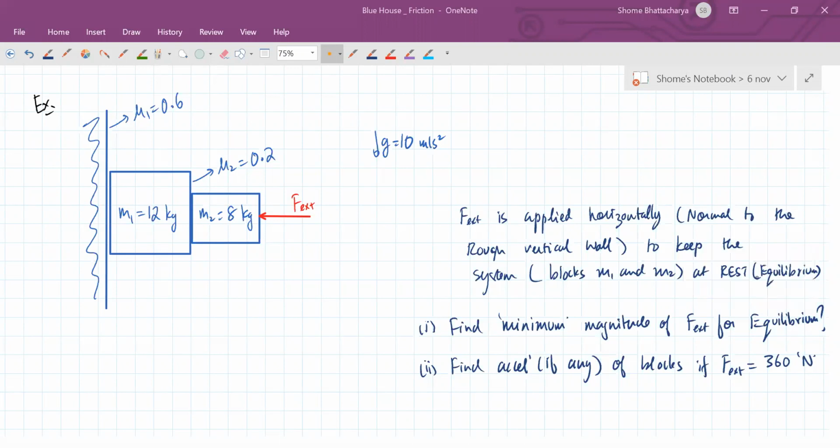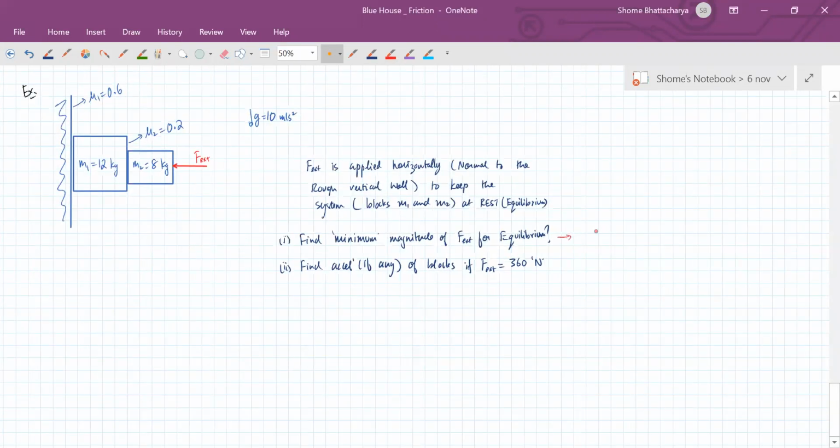Let me put up the correct answers first of all. So this one you should be getting F external greater than or equal to 400 newtons for equilibrium of both blocks. And this one you will therefore get that equilibrium is not there. So in this case you will see that the block M2 will have an acceleration of A2 equal to 1 meter per second square downwards, whereas the block M1 momentarily will be at rest.